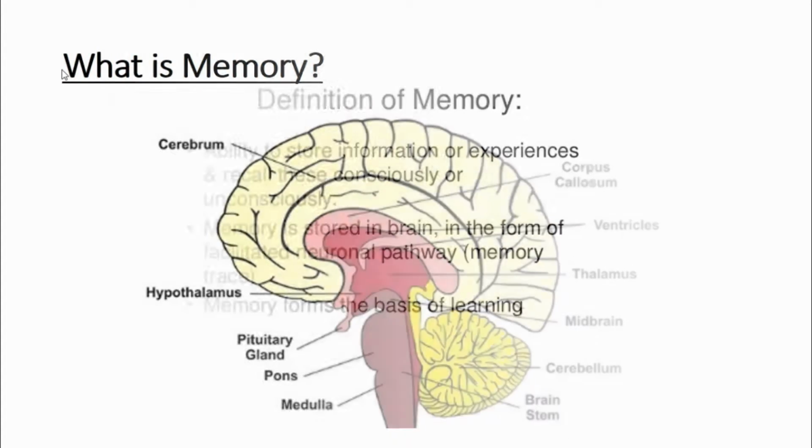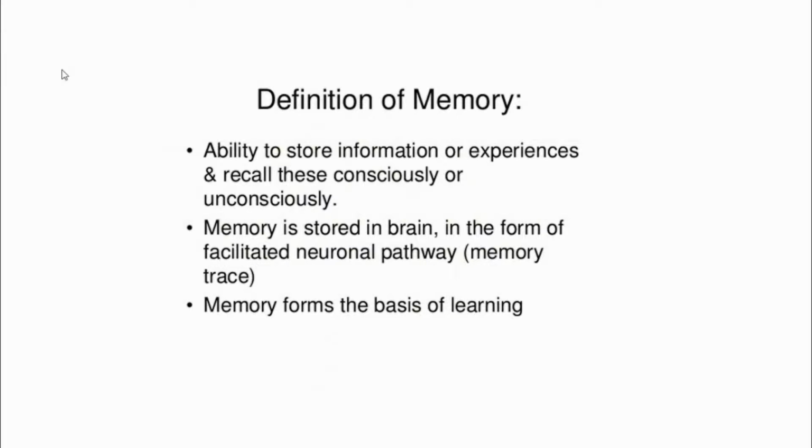What is memory? The definition of memory is the ability to store information or experiences and recall these consciously or unconsciously. Memory is stored in the brain in the form of a facilitated neuronal pathway. Memory forms the basis of learning. There are four types of memory: short-term, long-term, episodic, and semantic.